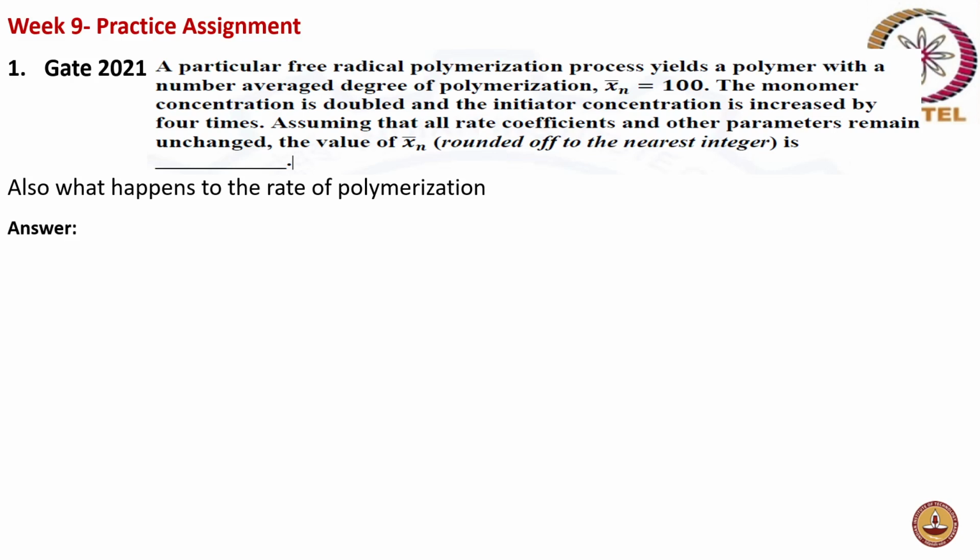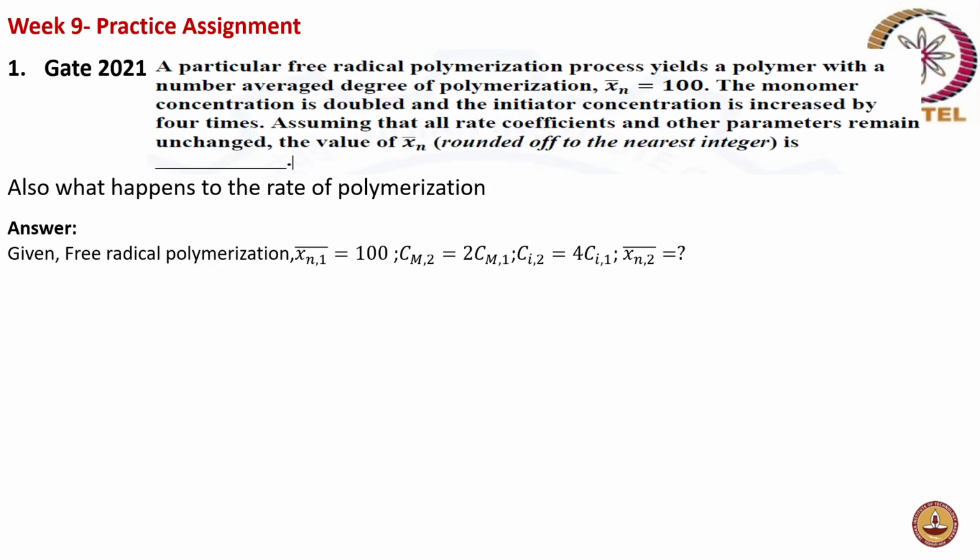So what are the points given? Given it is a free radical polymerization and number average degree of polymerization is 100. Okay. And then what they've given from the initial condition, the new condition is that the monomer concentration is doubled. That means Cm2 is equal to 2 times Cm1. And similarly, the initiator concentration Ci2 is equal to 4 times Ci1. Okay. So they have asked what will be the number average degree of polymerization in this case.